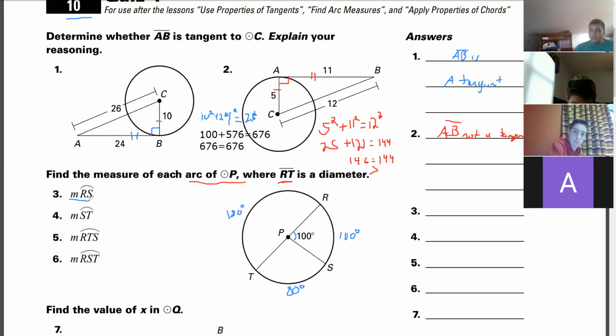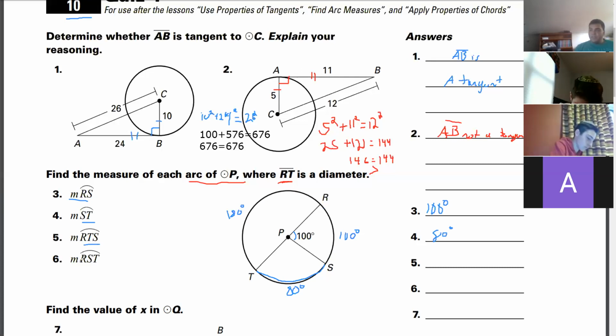Number 1, the measurement of RS. Pretty obvious. If the center angle is 100 degrees, that's also 100 degrees. ST. So from S to T, again, if they don't give you a middle letter, you got to assume the shortest way possible, not the long way around. So ST is, we found earlier, 180 minus 100, which is 80 degrees.